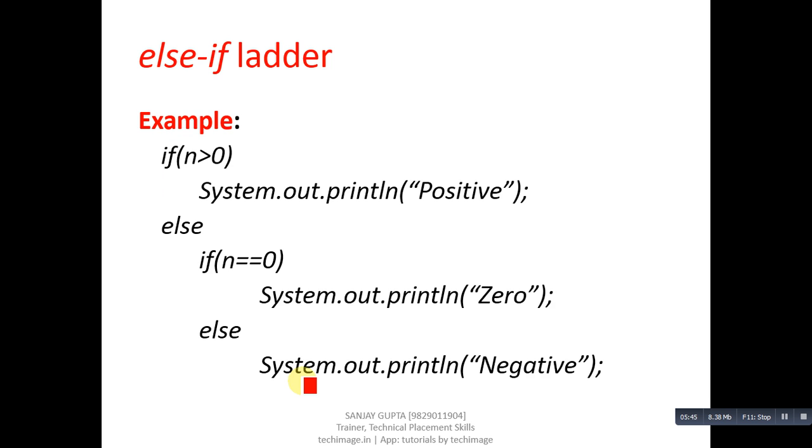This is a simple example. If the first condition is true, n is greater than 0, then positive will be printed and the rest of the conditions will not be checked. If this condition is false, then this if will be checked. If it is true, then 0 will be printed. If this condition is false, then negative will be printed on the console.